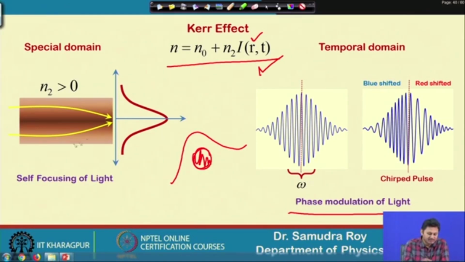In one case it will be self focusing, when we consider the intensity distributed over space, and if the intensity is distributed over time, then another phenomenon will be there, and this phenomenon is the chirping of the pulse or the shifting of the frequency. This is called the nonlinear shift of the frequency, or self phase modulation in other terms. So, this will appear when the intensity is a function of time.